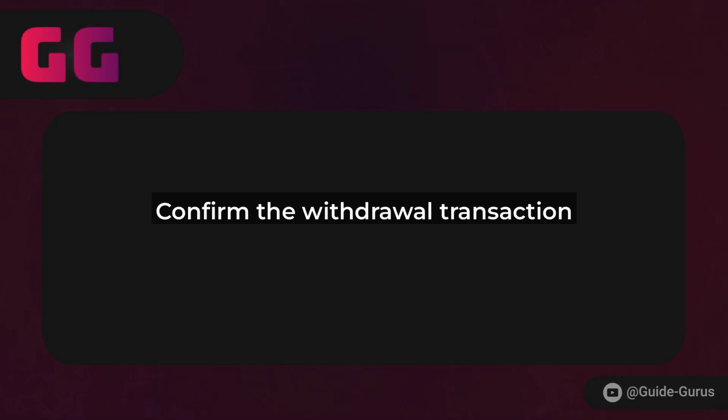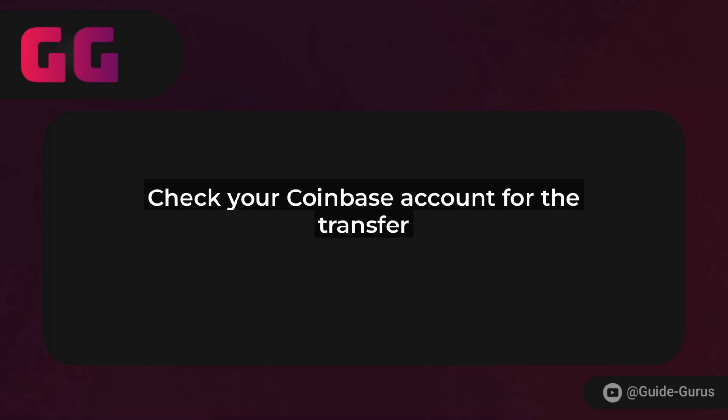A quick word of caution: always verify the minimum withdrawal amounts and current fees on Crypto.com, as these can change. And remember, crypto prices fluctuate, so time your transfers wisely. There you have it. That's how you withdraw TRX from Crypto.com to Coinbase in 2025.